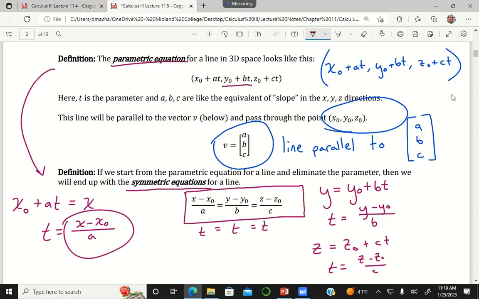And that's how I get x minus x naught over a is equal to y minus y naught over b is equal to z minus z naught over c. This is what we call the symmetric equations for a line. And you can always do that as long as a, b, and c are not 0. If like b is 0, then you can't really do this because you can't divide by 0. You could still give the parametric equations for that line, you just couldn't do this symmetric equations thing.